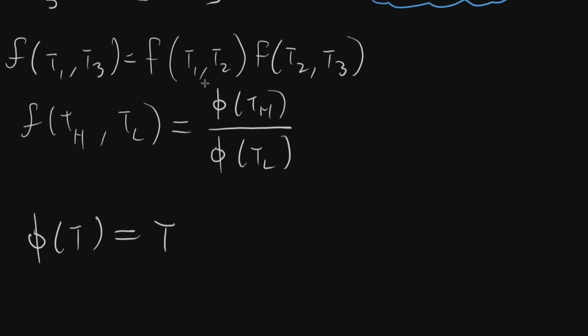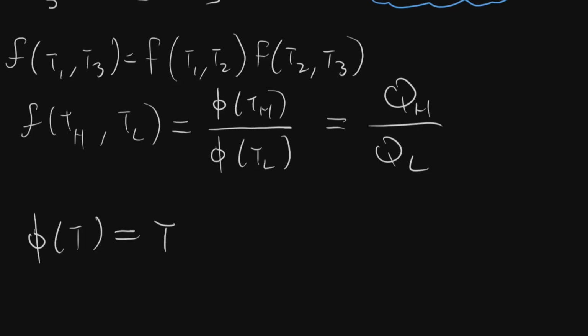Any function where Q high over Q low is equal to T high over T low in your temperature scale is fine. So we could just say T equals T plus 2 or something, right? Or T times 2 or whatever. But this is very simple, and it's the basis of the Kelvin scale.